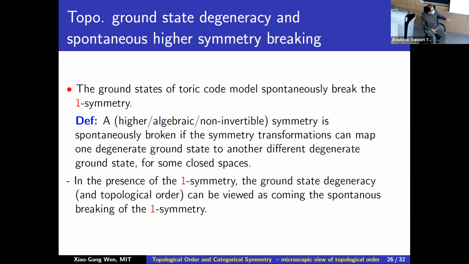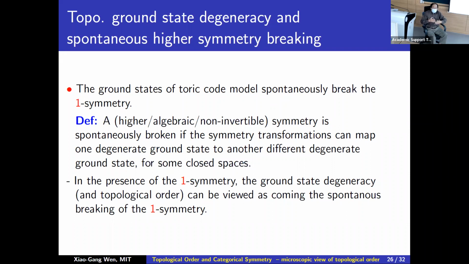So indeed, if you do have this one-form symmetry, then topological order can be viewed as a spontaneous breaking of the one-form symmetry. If you don't have one-form symmetry at the largest level, then as you go down to low energy, there's an emerging one-form symmetry at the middle energy scale. When you go down to even lower energy, this emerging one-form symmetry is spontaneously broken. And so you can understand the topological order this way.